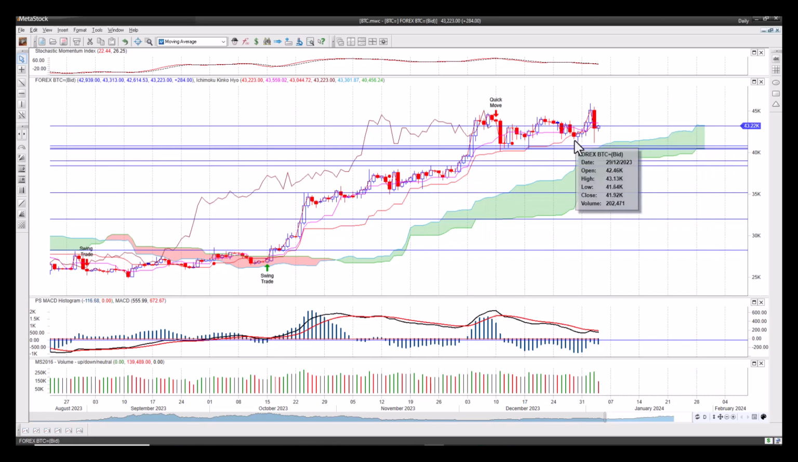Now it's looking like it wants to consolidate at this front end cloud chart support zone. You can see this 40,000 is now a major support zone, coinciding with this standard line there, as well as the front end of the cloud. So any kind of price action above this is still bullish, but as soon as we slice below this bottom end of the cloud chart, then we're going back into bearish territory.